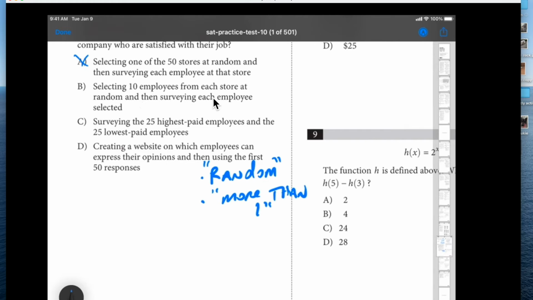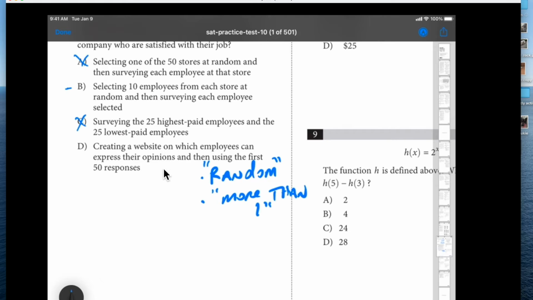Selecting 10 employees from each store at random, and then survey. Okay, that looks good. Okay, let's put a little mark there. Surveying the 25 highest paid. Okay, number one, we don't see the word random. And number two, highest paid means that there's a difference between these 25 employees and these 25. You don't want that. You don't want any difference between the respondents. Okay, so I don't like this one.